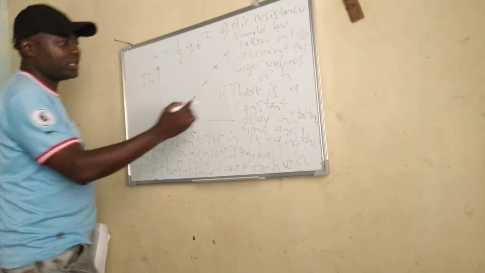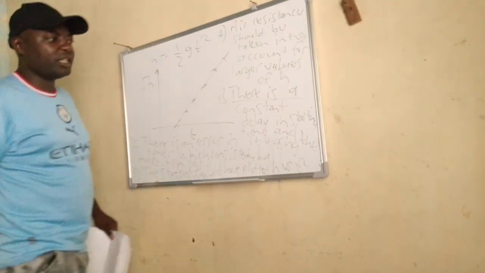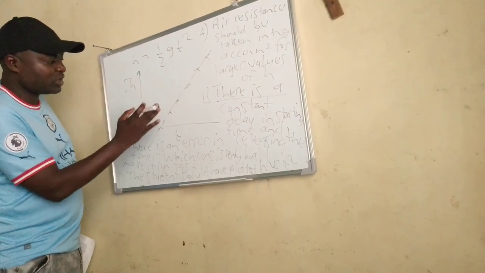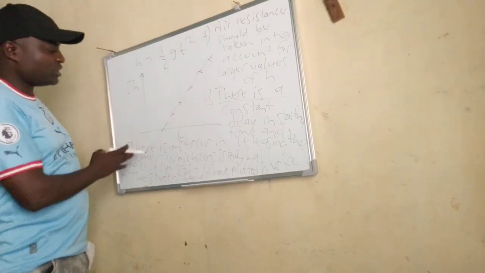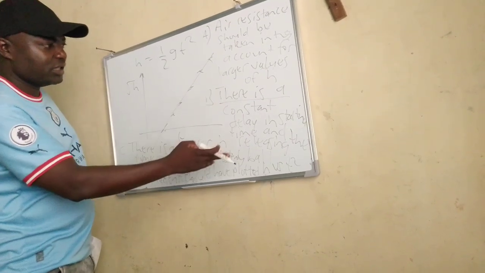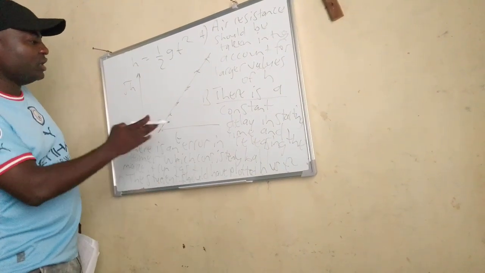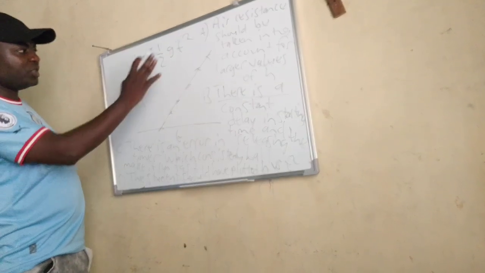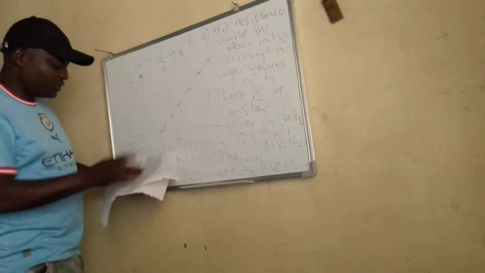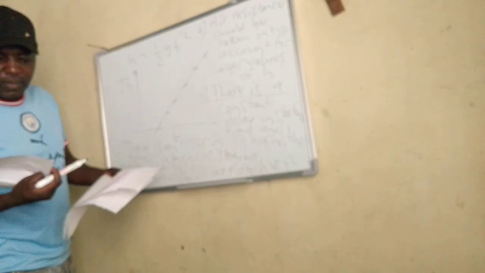So the correct answer there is B. There's a constant delay in starting the timer and releasing the ball. Because that constant delay causes the values to shift in one direction by a constant magnitude, that is why the graph has an intercept. That is the reason for the error in the intercept of the graph.